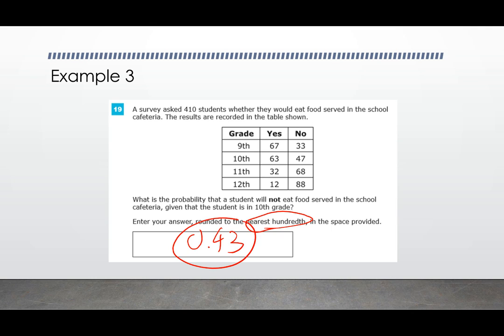Okay, and remember how we got that was we got the number of specific 10th graders who did not want to eat cafeteria food, which was 47, and divided by the total number of 10th graders because the question only asked us about the 10th graders, and there's only 110 10th graders. It does not say anything. We're not selecting an 11th grader, 12th grader, or 9th grader, only selecting a 10th grader. There's 110 of those in total, and out of those 110, 47 of them would not eat the cafeteria food, so that's our probability, which came up to 0.43.